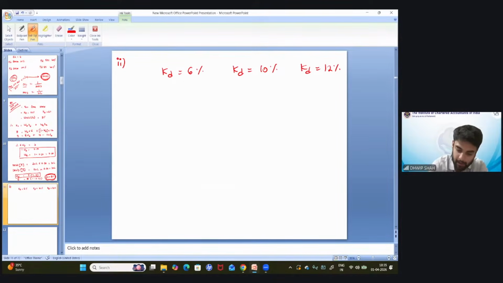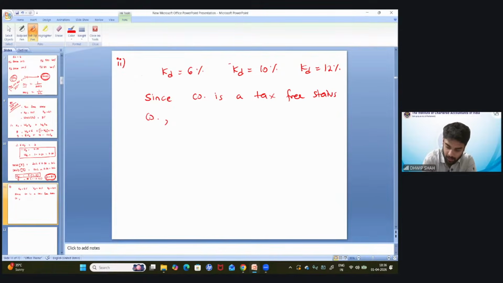ओके। सो यहाँ पे केडी इज नथिंग बट इंटरेस्ट। हाँ, interest rate is equal to KD is equal to same 6, 10 and this looks messy. हम नीचे लाइन लिखते हैं, since company is a tax free status company, interest rate is equal to KD. ठीक है? So now let's prepare an income statement in all the three scenarios. Let's start from new slide.